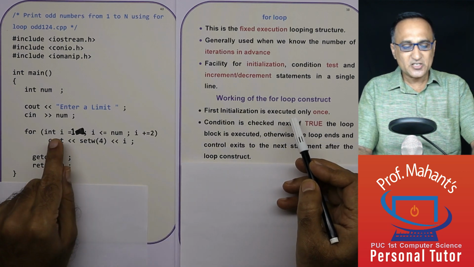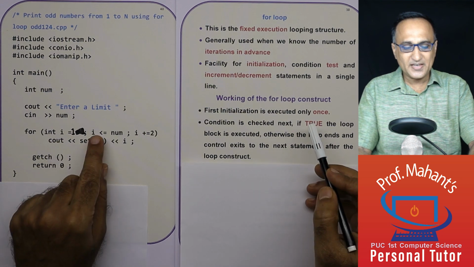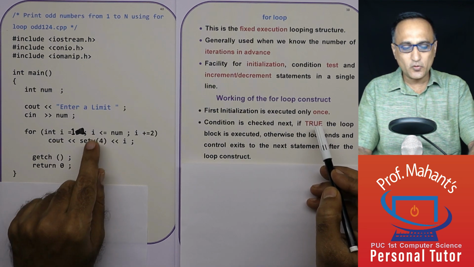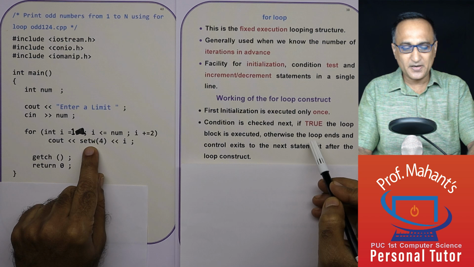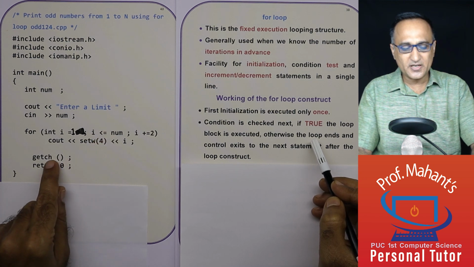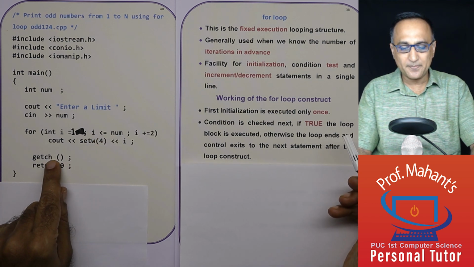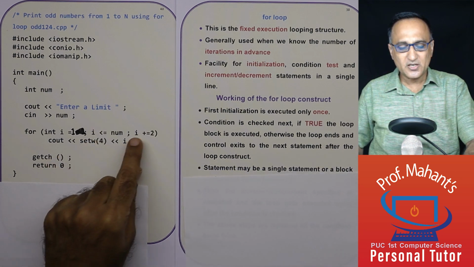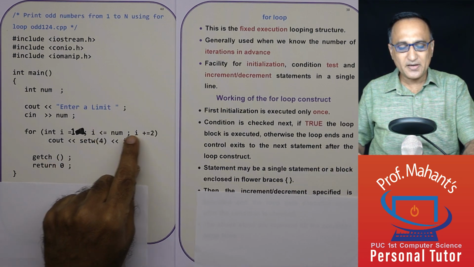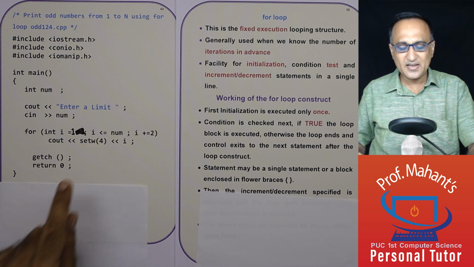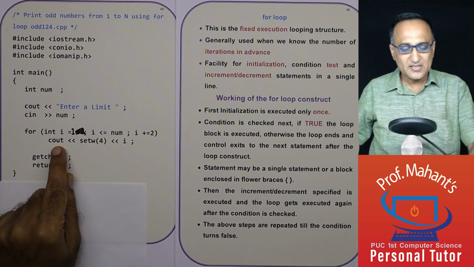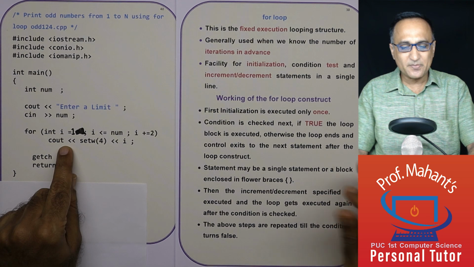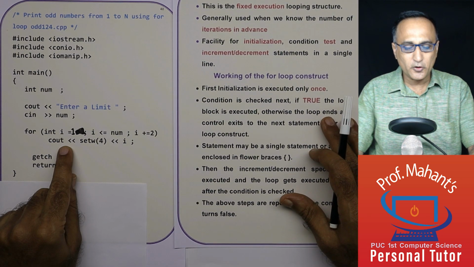First, initialization is done only once. Then the test condition is done. If this is true, it will execute the statement. If this is false, it will straight away come here and end the program. Now, once this is true, it will execute this, do this increment or decrement, then test the condition here and again execute it. Now, in this case, there is only one single statement associated with the for loop.